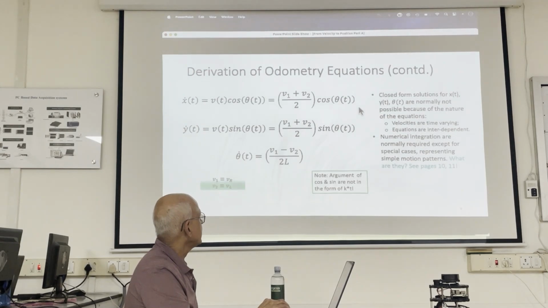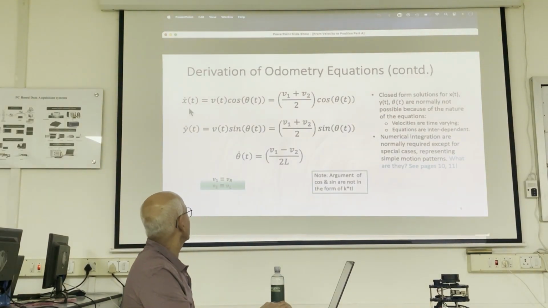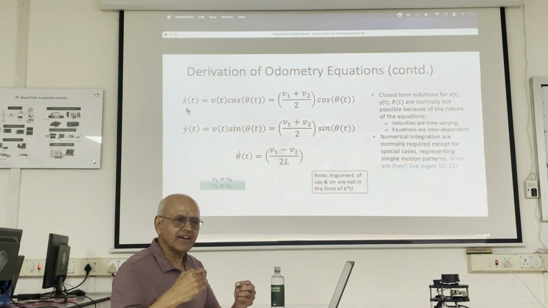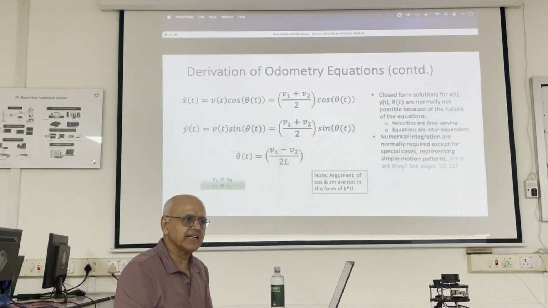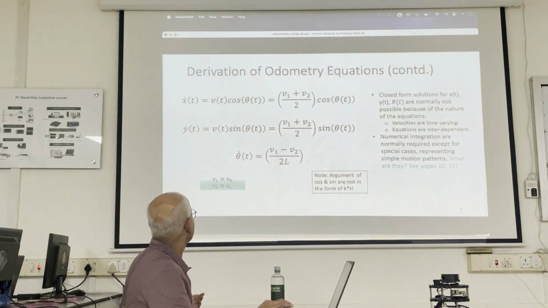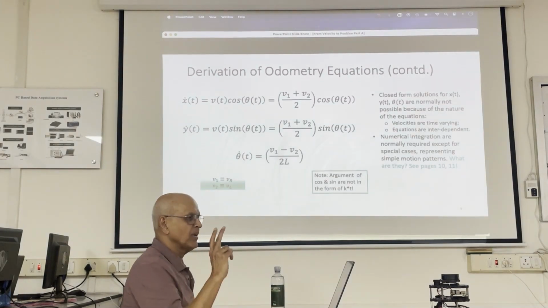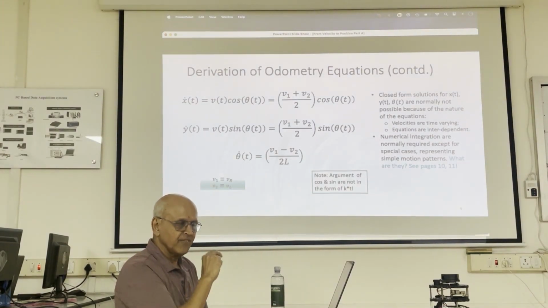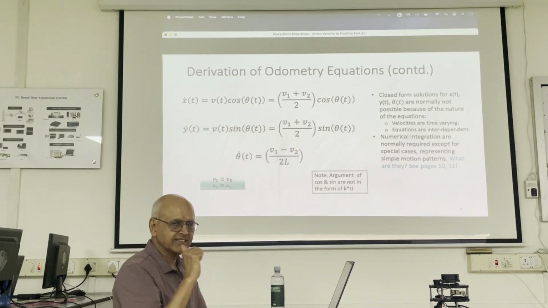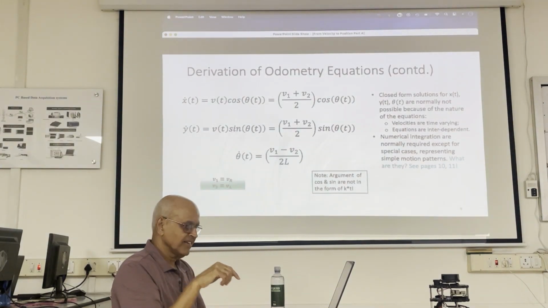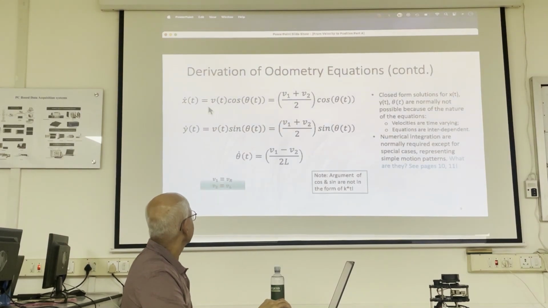Now, maybe I can convince you, but I'm going to give it a shot. A closed form solution is a solution where you get an equation. That means you can integrate this, right? I told you it's not possible. In general, it is not possible to get x by integrating this. Only in two cases can you get it. We're going to go through those two cases. One is straight line motion, and the other is circle. But in general, you cannot integrate this.